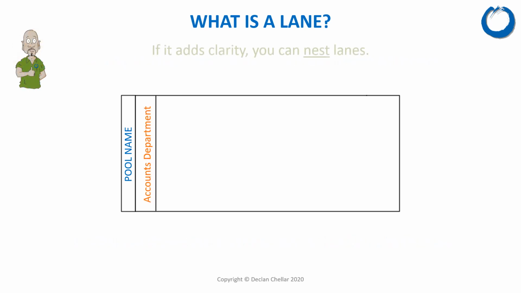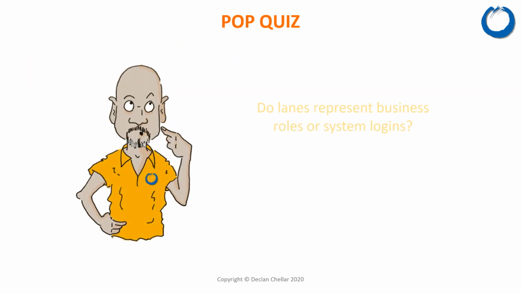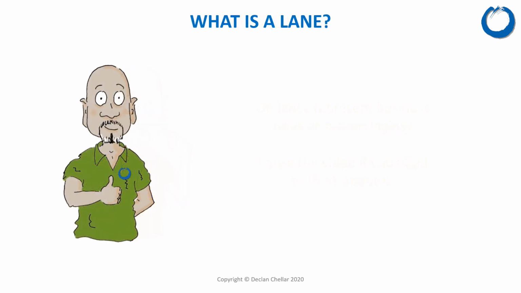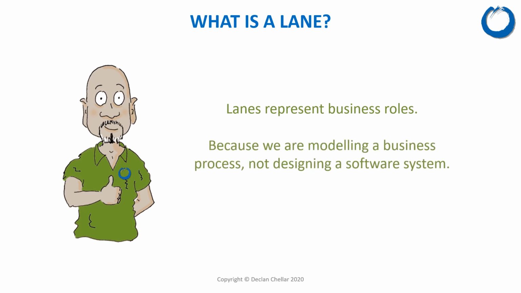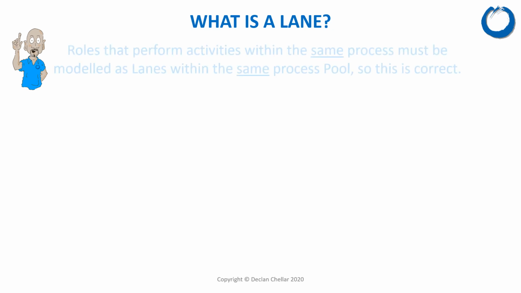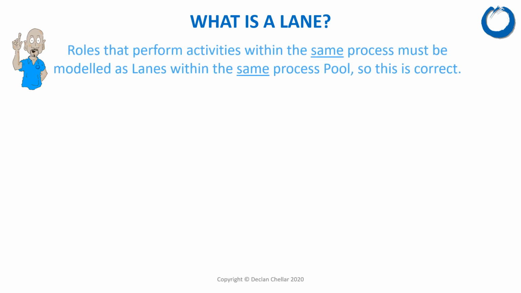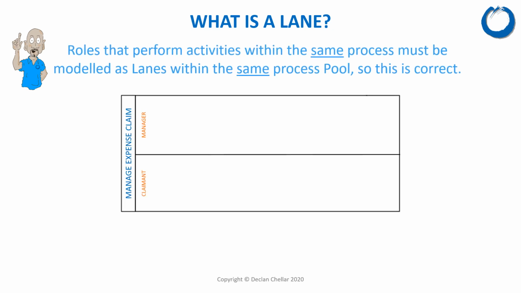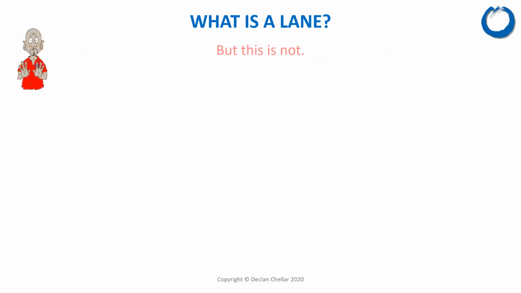If it adds clarity, you can nest lanes. Do lanes represent business roles or system logins? Pause the video if you need to think about it. Lanes represent business roles because we're modeling a business process, not designing a software system. Roles that perform activities within the same process must be modeled as lanes within the same process pool. So this is correct. But this is not.